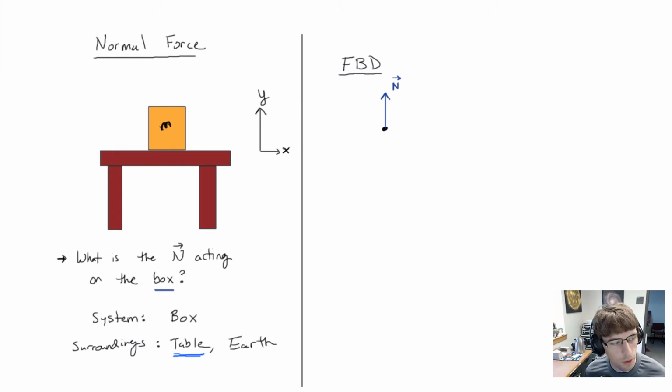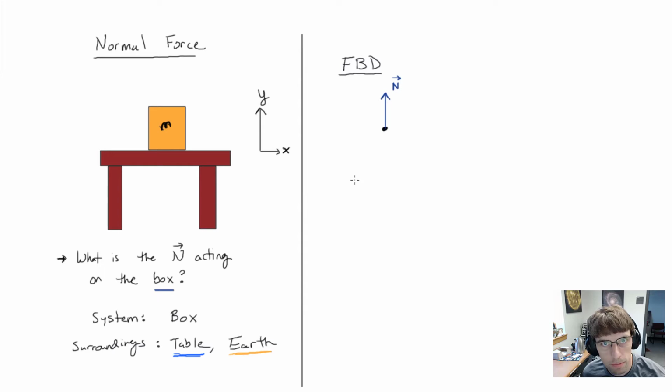Now the next question, what direction? We've taken care of the table. How about the earth? You say, I got this. That's the gravitational force, and that's downwards. Or, because we're careful about up and down, it's in the negative y direction. So positive y is up. I will put the force of gravity, or the weight, going down.